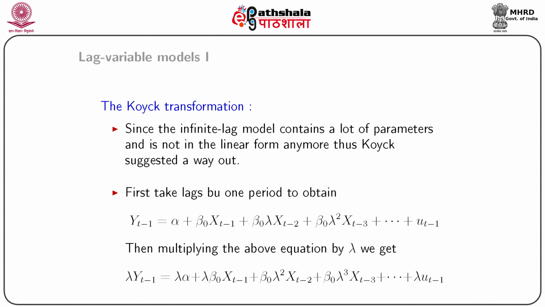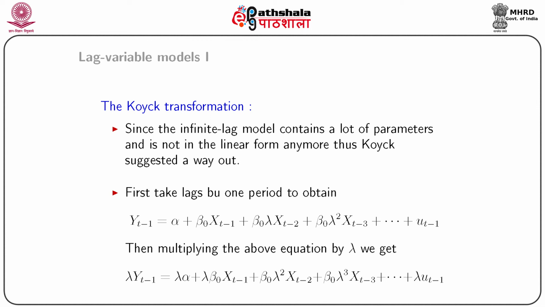If the reader can recall, the model which we had numbered as 1, the infinite lag model, is yt equals alpha plus beta 0 xt plus beta 1 xt minus 1 and so on plus ut. In this model we have an infinite number of parameters in the form of alpha, beta 0, beta 1, beta 2 and so on. Again, if we write this model using the Koyck transformation, we now have alpha plus beta 0 xt plus beta 0 times lambda xt minus 1 plus beta 0 lambda square times xt minus 2 and so on plus ut. Again, in this model we have beta 0 and lambda in nonlinear form. Because of these two constraints, Koyck came up with the following transformation.